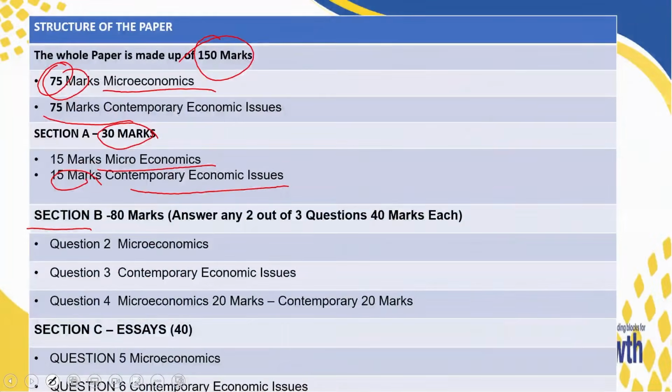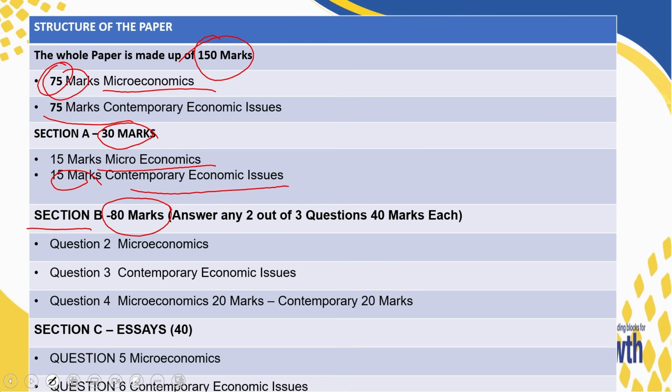There are 15 marks from microeconomics and another 15 marks from contemporary economic issues. Coming to section B, this is the major section. This is the section that you should give your all. This is the section that is going to give you 80 marks. Most of your marks are going to come from section B.